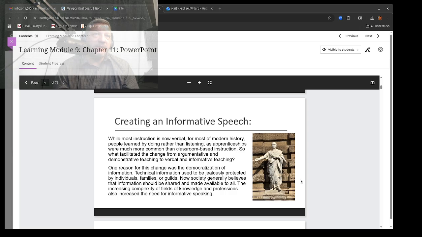But back in the day, technical information was like your family business of making rugs. You weren't going to share with too many other people how to make rugs because you'd create competition and therefore hurt your family's business. Now society generally believes that all information should be shared and made public. So when we think about that, that created this more informative speech structure.